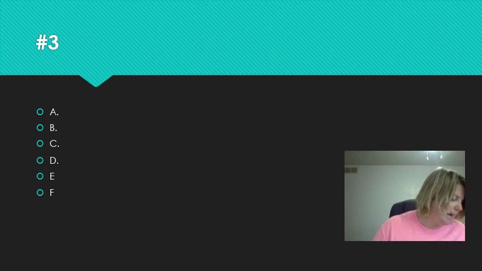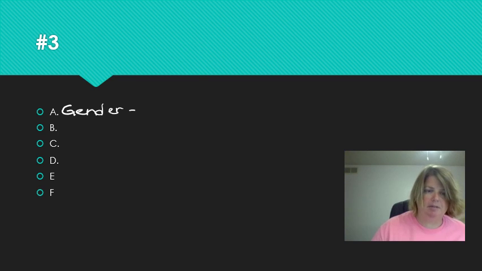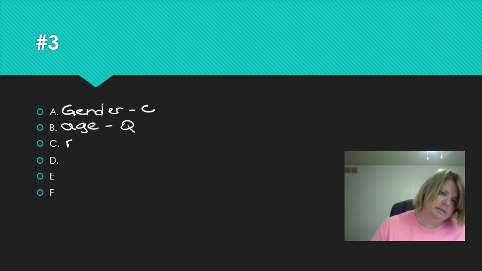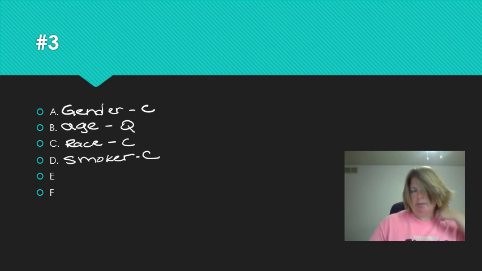So number 3 starts with data from a medical study contain values of many variables. So we're going to identify each variable that was recorded as either categorical or quantitative. So if we look at gender, it does not make sense, again, to have the mean gender. So this is categorical. Age, you can have a mean age, right, an average age. So this is quantitative. Race, right, we don't have a mean race. So this is categorical. Smoker, with the answers of yes or no, that's categorical. If they ask somebody how many cigarettes they smoked, that would then be quantitative.